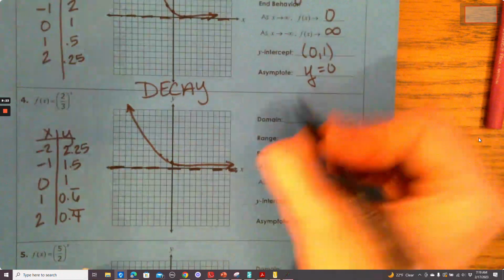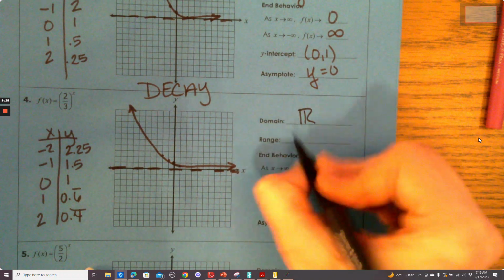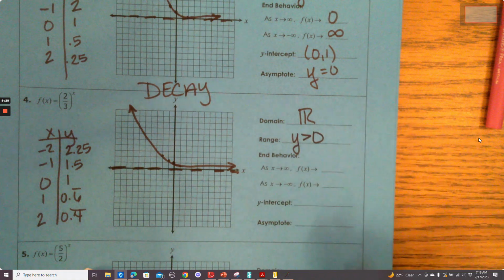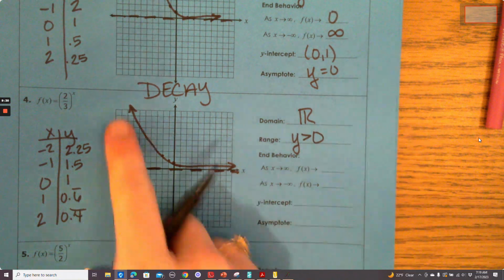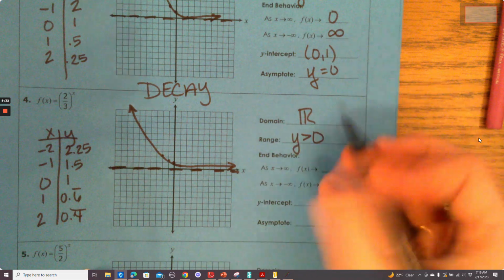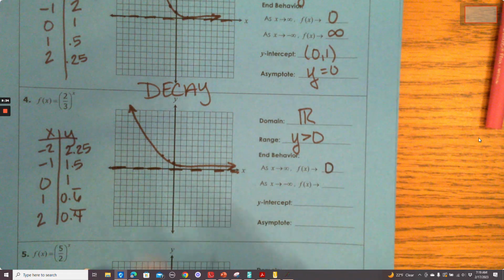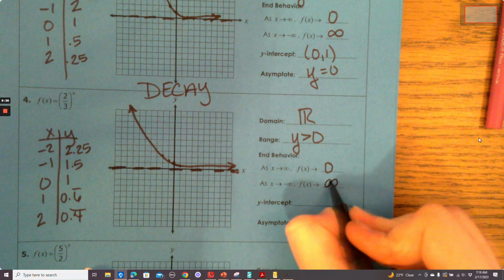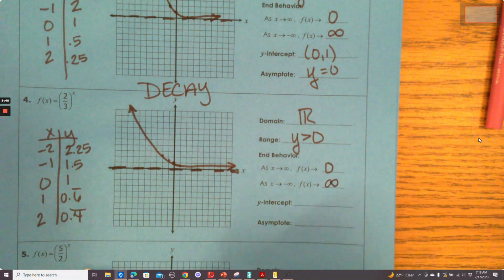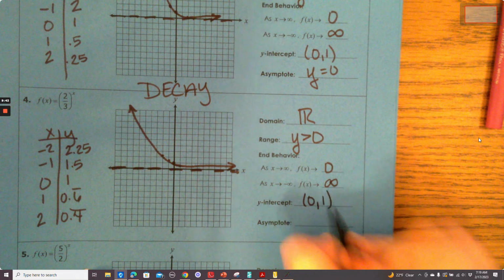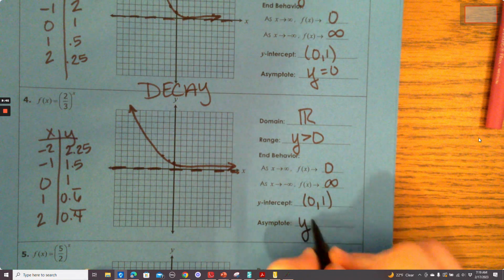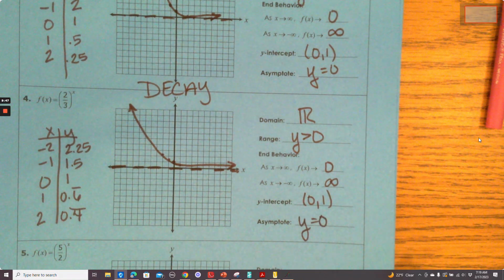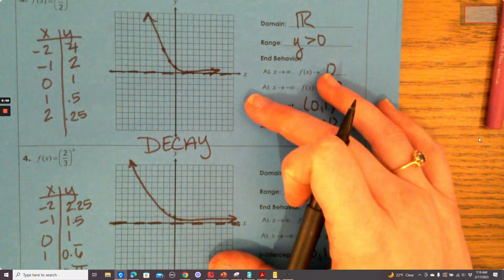And so my domain, again, is all real numbers. My range, y, has got to be greater than 0. The end behavior, as x approaches infinity, y is going to approach 0. As x approaches negative infinity, f of x, or y, is going to approach infinity. The y-intercept is still 0, 1, and the asymptote is still y equals 0. So both of these two are both decay, exponential decay functions.